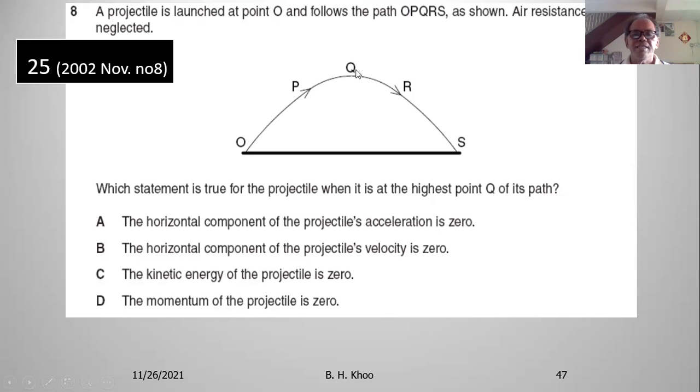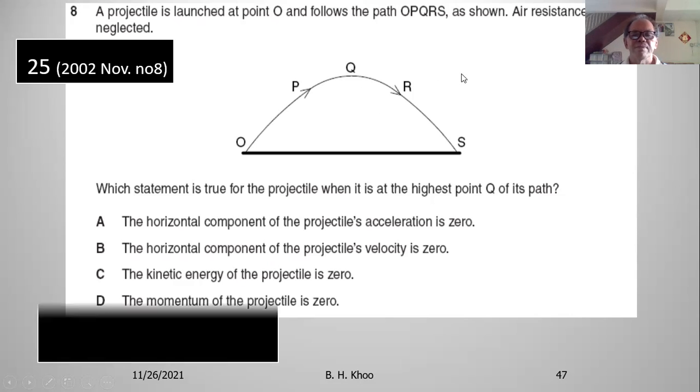Vertical acceleration is not 0. Horizontal acceleration is 0 because it's not accelerated. Horizontal component of projectile velocity is 0? Wrong. There's no air resistance, so the horizontal component of velocity is still constant. Kinetic energy of projectile is 0? No, it is minimum, because there's horizontal velocity, so it has kinetic energy. Momentum of projectile is 0? No, momentum of the projectile is horizontal here. That's a value. Answer A.